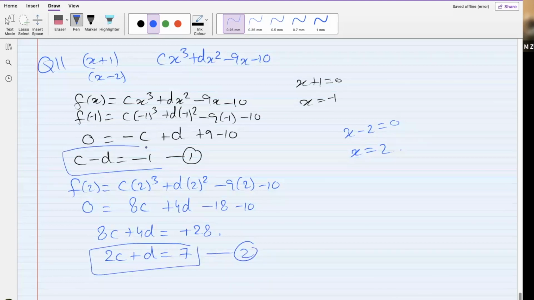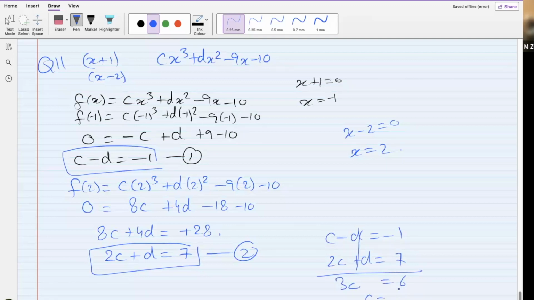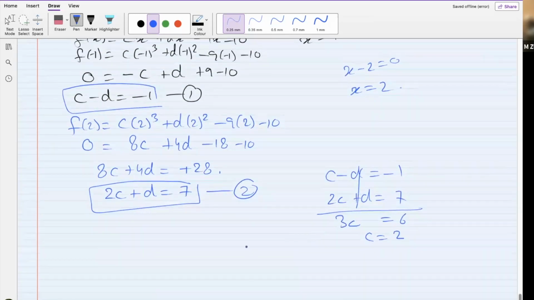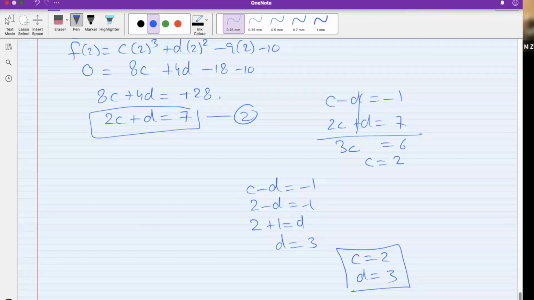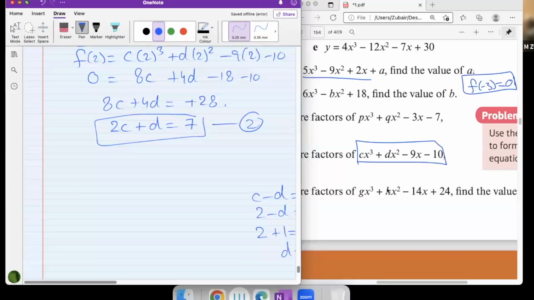So using equation 1 and equation 2, I'm adding both these. So c minus d is equal to minus 1 and 2c plus d is equal to 7. So when you add these, you get 3c is equal to 6, c is equal to 2. So we can use any of the equations to find d. C minus d is equal to minus 1. Value of c is 2. Rearrange the equation. 2 plus 1 is equal to d. D is equal to 3. C is equal to 2 and D is equal to 3. This was question 11.